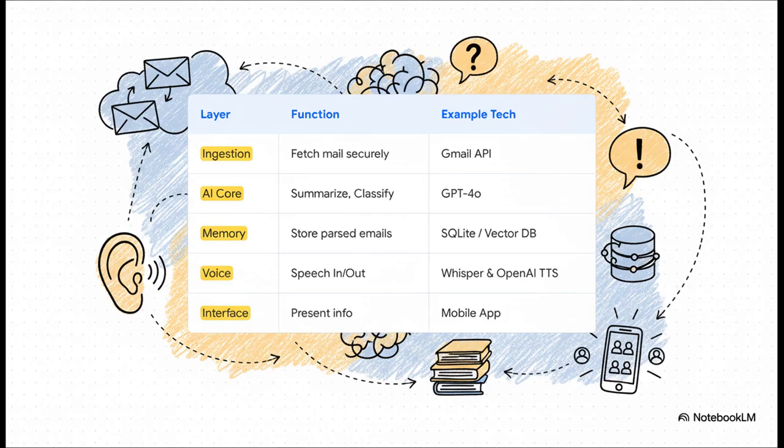The ingestion layer, that's the Gmail API, pulls in the data. The AI core, our LLM, processes it. Now this is crucial. A memory layer stores all these insights. It often uses a special database, a vector DB, which lets the assistant actually learn what's important to you and remember context over time. And finally, the voice and interface layers let you have that conversation with the whole system.